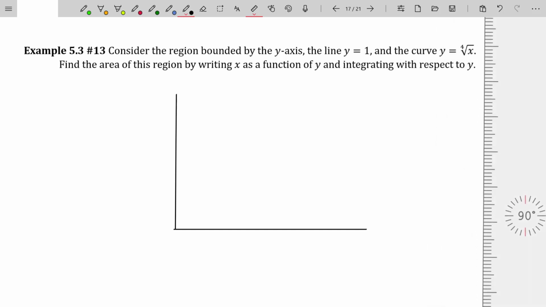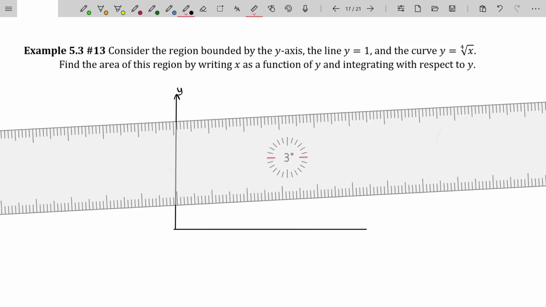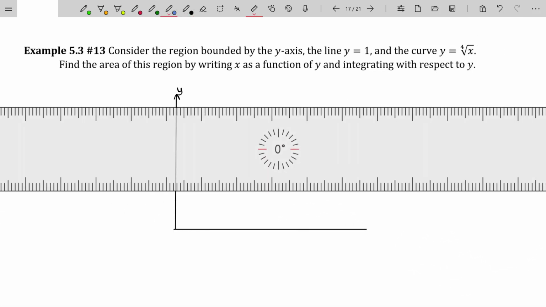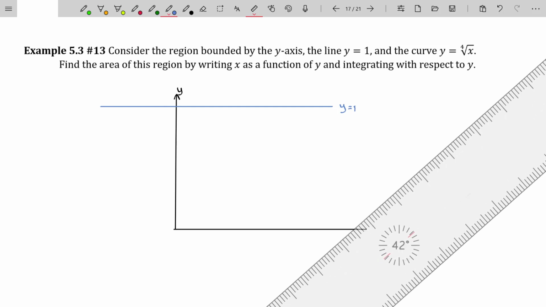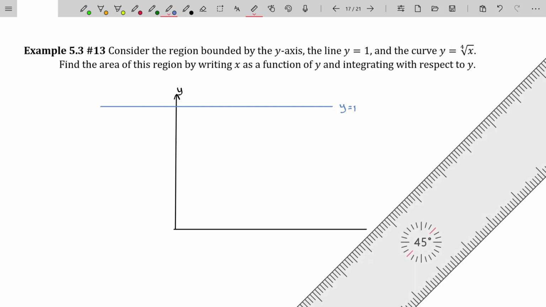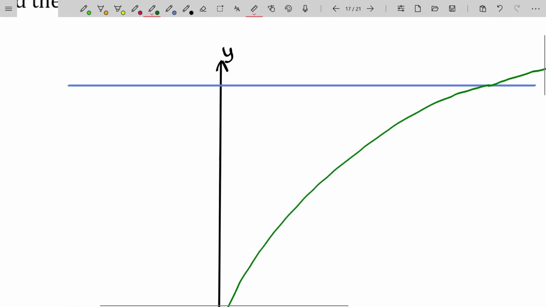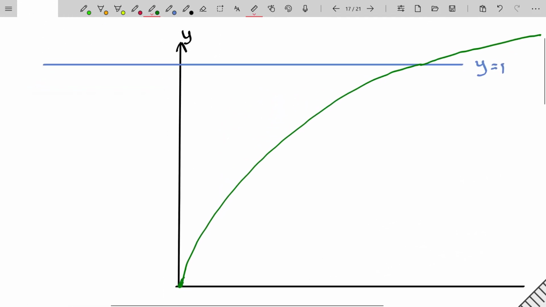Consider the region bounded by the y-axis, the line y equals 1. So I'll just go ahead and draw the line y equals 1 in here. We'll just say that's it, y equals 1. And the curve y equals the fourth root of x. Well, the curve y equals fourth root of x looks something like this. It actually continues on, but I'm just going to keep it like that. All right. So consider the region bounded by, again, the y-axis, that blue line, and that green curve. Very common question from a Calc 2 course, saying you have a region, here it is right here.